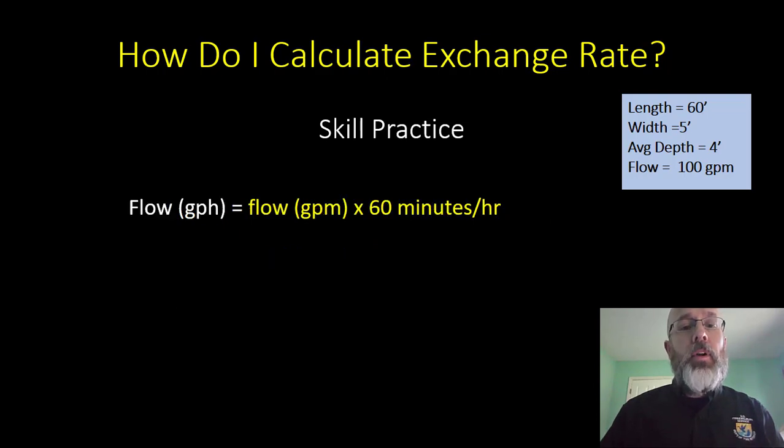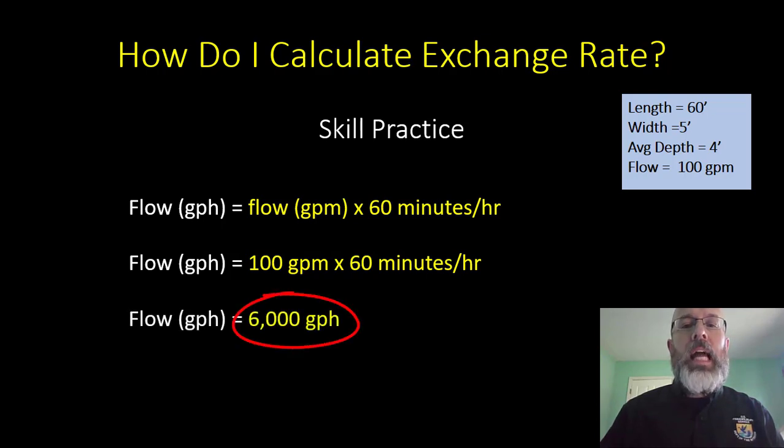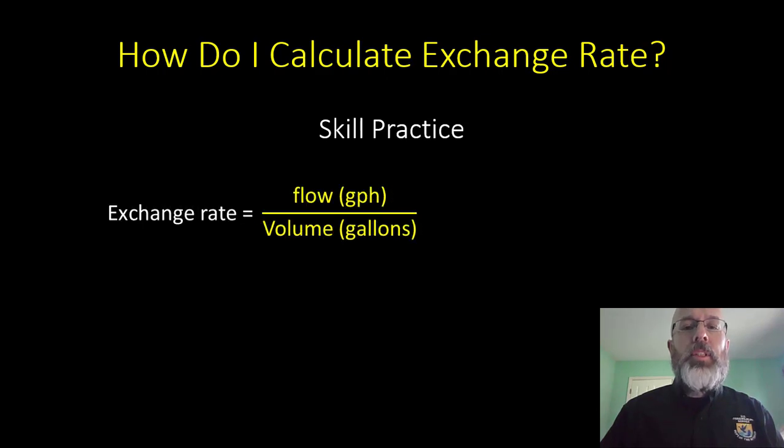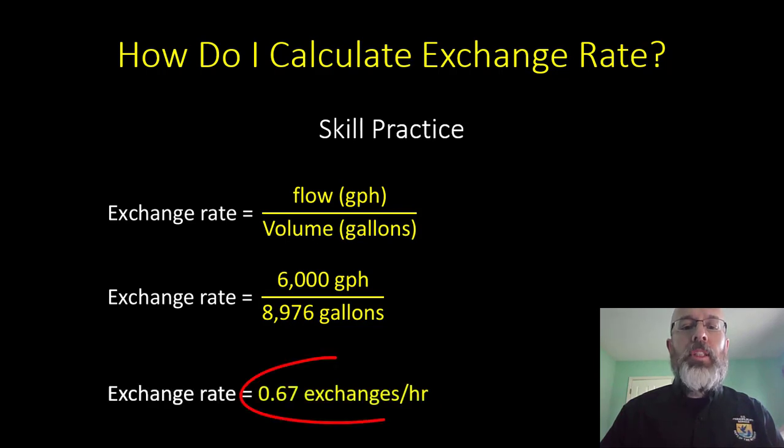The third step is to convert gallons per minute into gallons per hour. We had 100 gallons per minute multiplied by 60 minutes per hour. That gives us a flow of 6,000 gallons per hour. The final step is to calculate exchange rate, which is flow in gallons per hour divided by the volume in gallons. We calculated we had 6,000 gallons per hour and a volume of 8,976 gallons. That gives us an exchange rate of 0.67 exchanges per hour.